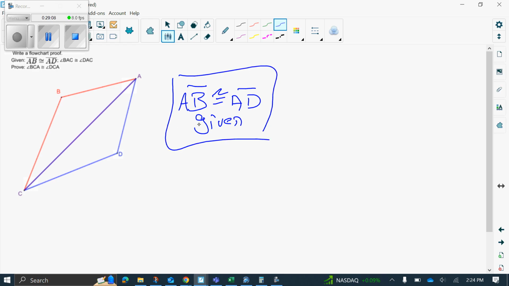How do I know it's given? Because it told me given. Then angle BAC congruent to angle DAC, because it's given.